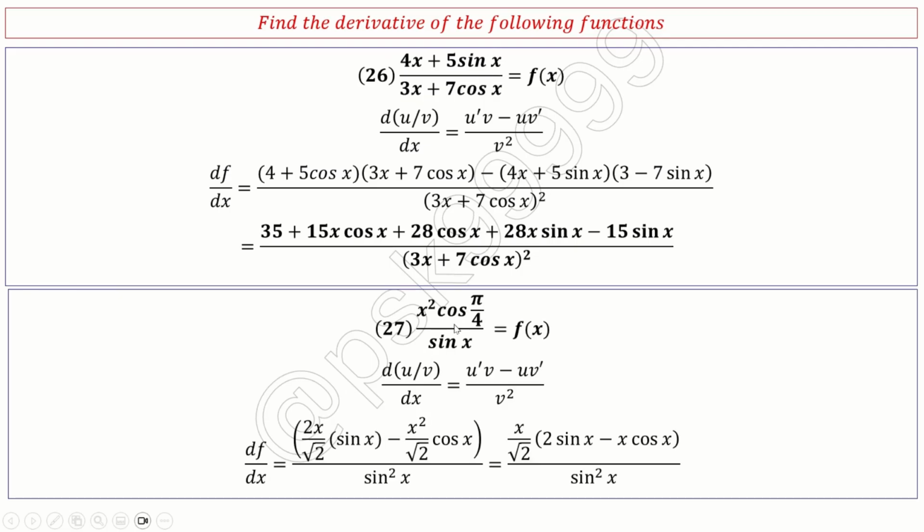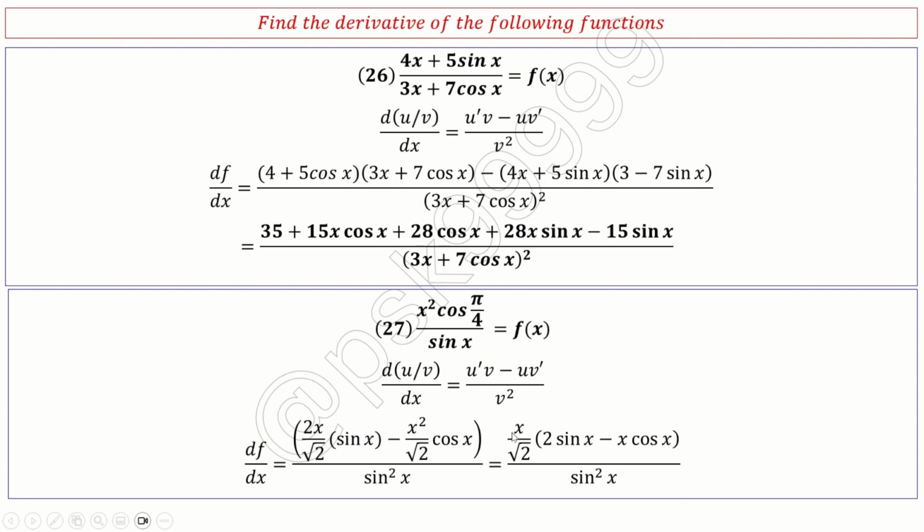You can do it. x square cos pi by 4 divided by sin x. If you see it, cos pi by 4 is nothing but 1 by root 2. So you substitute the value 1 by root 2 and then do it. It is very easy. Otherwise you will get confused and differentiate cos pi by 4 as minus sin pi by 4. Okay, this is a constant term. This is the answer you will get.